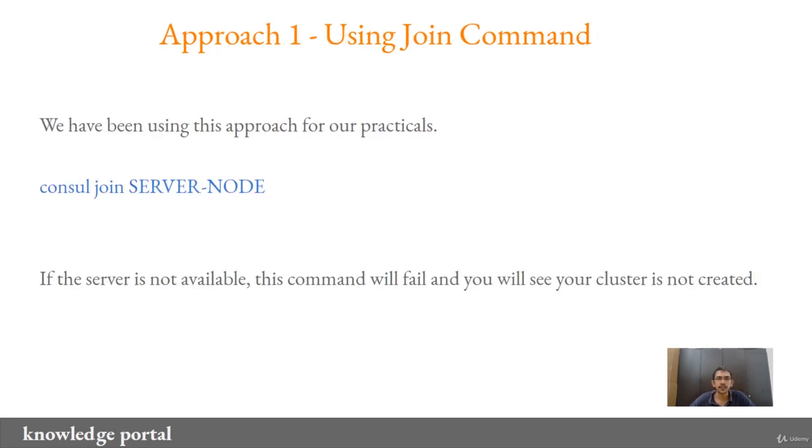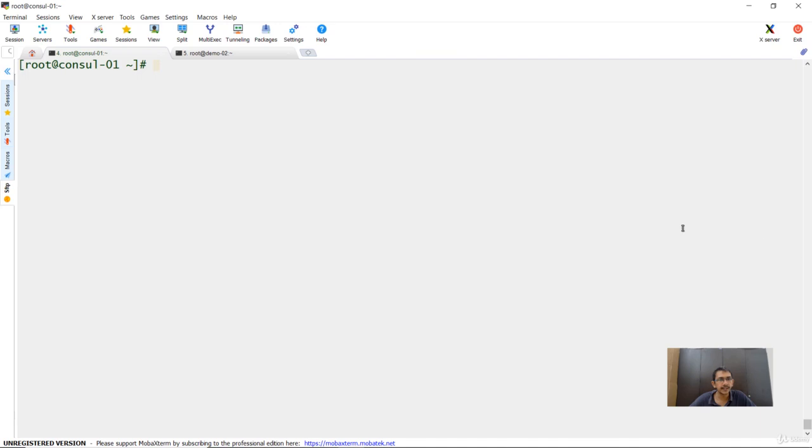So approach one is making use of a join command. You basically do a Consul join, and you specify the server node. So this works great. However, it comes with its own disadvantage, which is if the server is not available, this command will fail and you will see that your client has not joined your cluster or your cluster is even not created here.